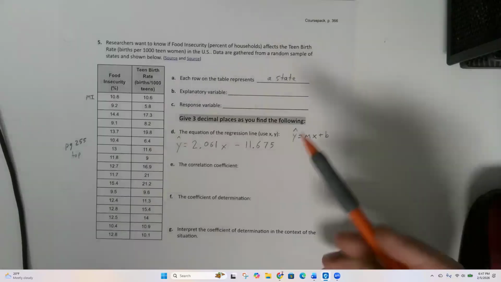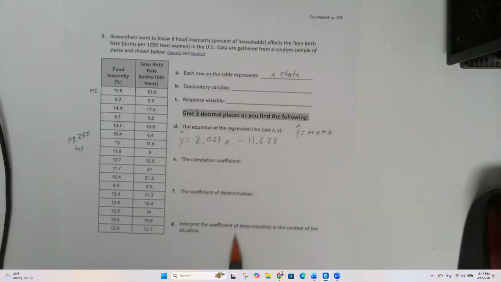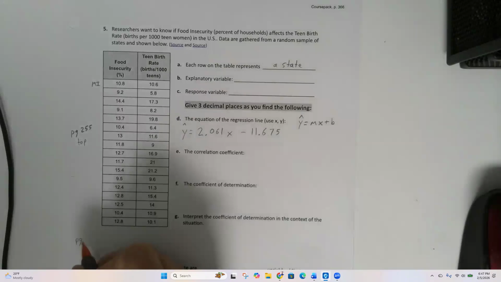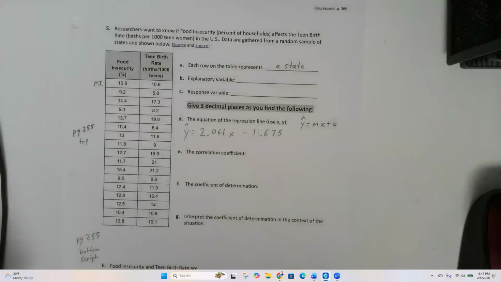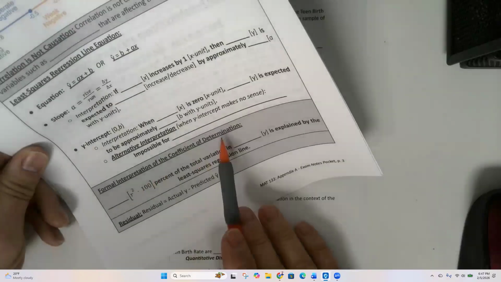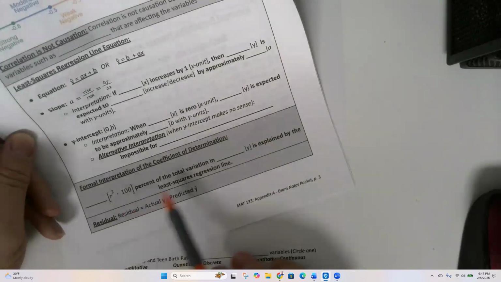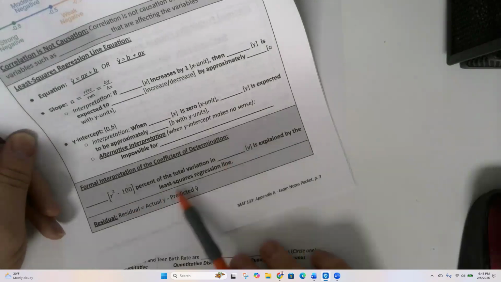I'm going to skip past a couple of these. Interpret the coefficient of determination in the context of the situation. That's on page 255. Everything's on page 255 today, but this one's at the bottom. There's a script for interpreting the coefficient of determination. You'll write out what R squared is as a percent of the total variation in Y that is explained by the least squares regression line.